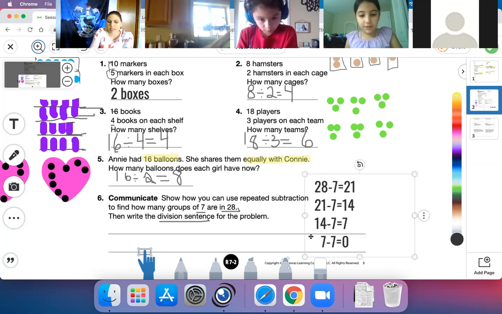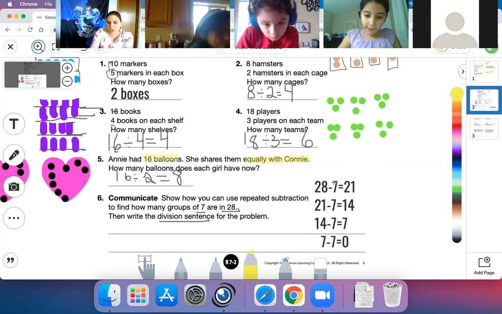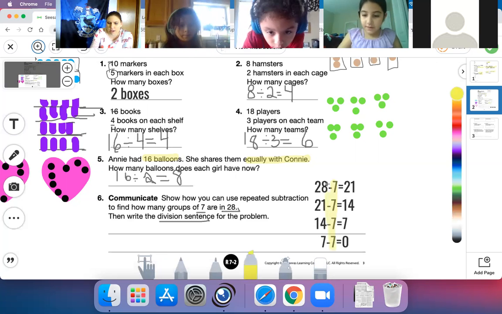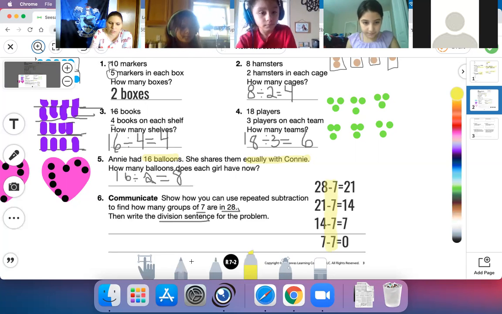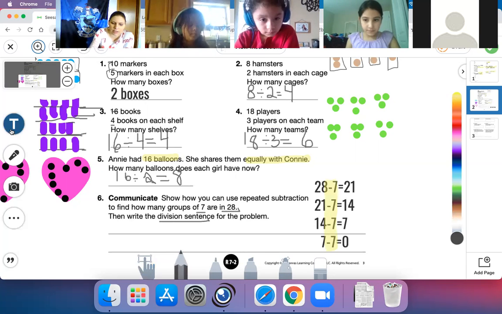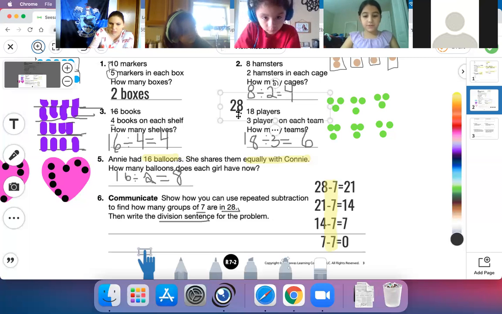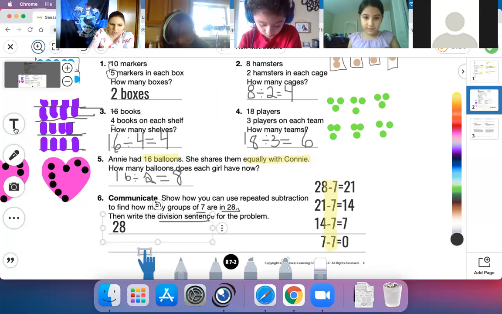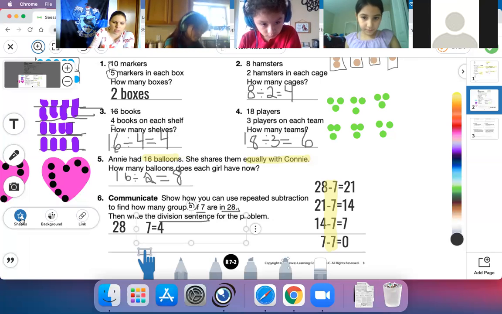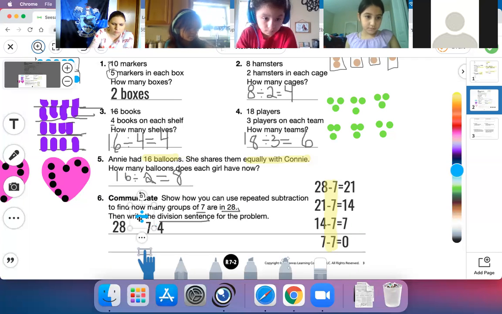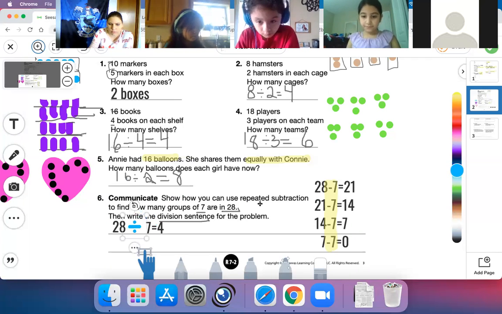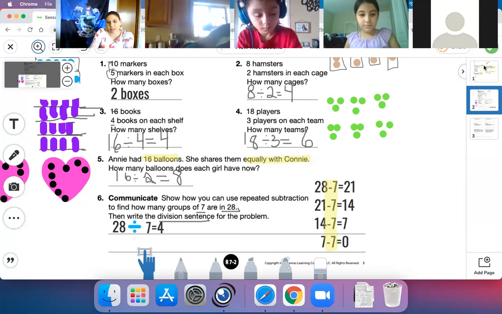So when I look here, how many times did she take away 7? 4. So we can say that 28 divided by 7 equals 4. Remember, I can get my division symbol from my shapes, or I can just draw it with the marker or the pencil tool. 28 divided by 7 is 4.